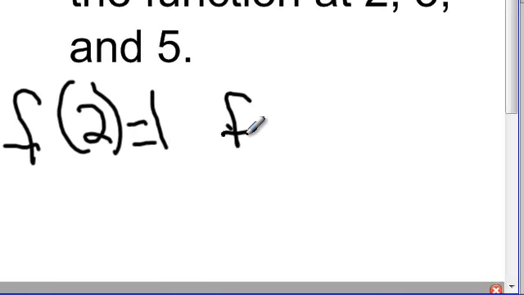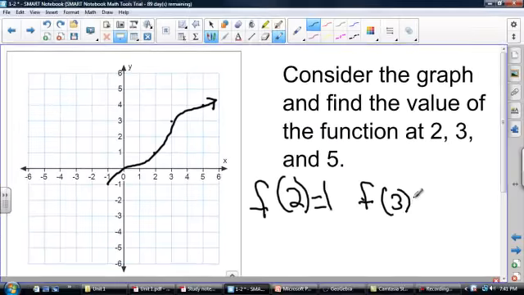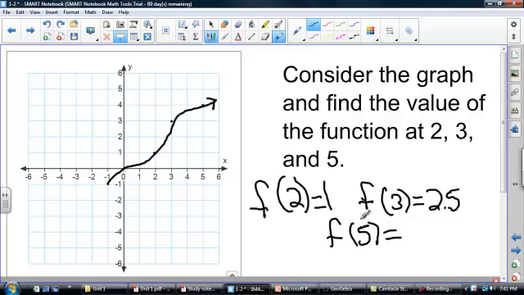Now, I'm going to do the same thing with f of 3. F of 3, when I go over to 3, it looks to be 2.5. And finally, f of 5, when I look at it, I go to 5, I go up, it is 4.